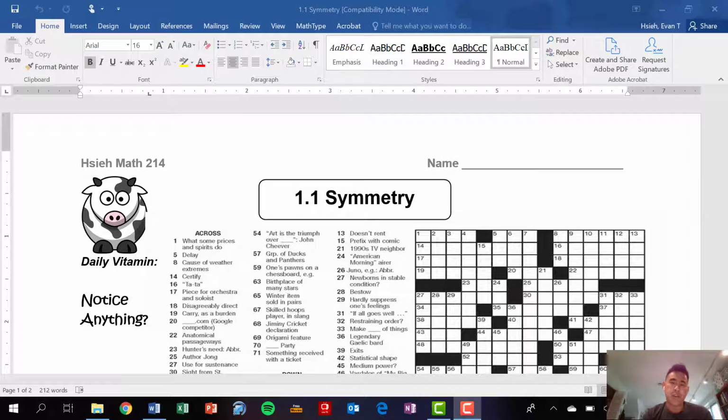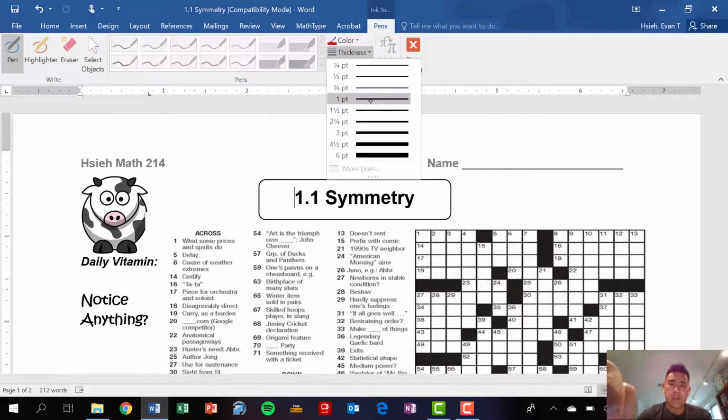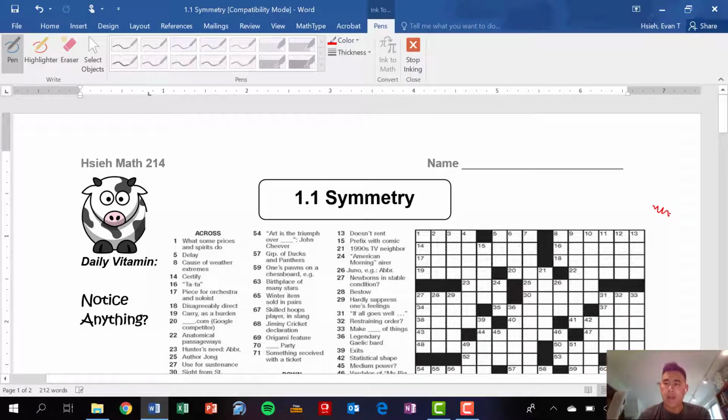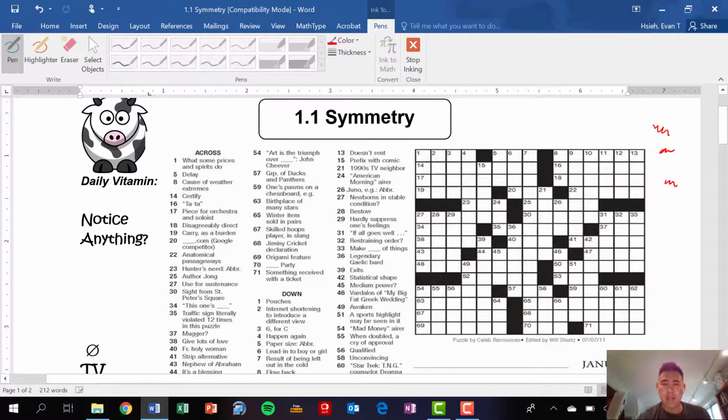Hi everyone, the first unit of our book is titled Symmetry. It's the first unit of chapter 1, and if you look at this diagram here, this is a New York Times crossword puzzle, and it has a specific type of symmetry. As we introduce the concept of symmetry, please see if you can figure out what type of symmetry the crossword puzzle has.